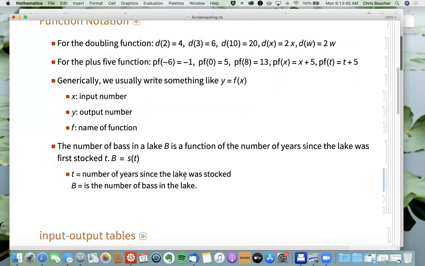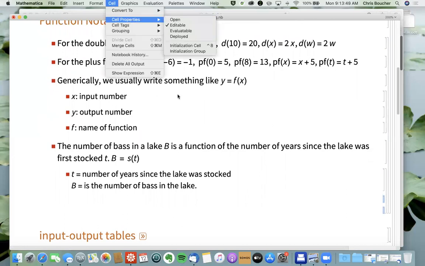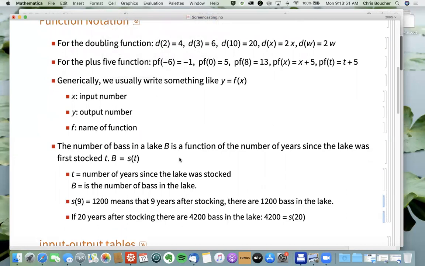So yes, again, this is just an explanation of what I just verbalized. T is the input variable, number of years. B is the output variable, the number of bass. And notice that in this context, a sentence like this one that's highlighted in blue means that when you give the function S the input 9, the output is 1200.